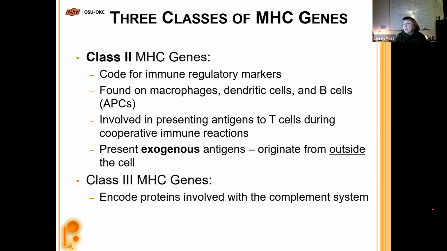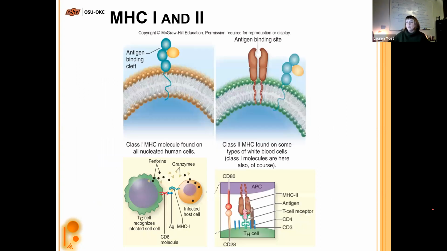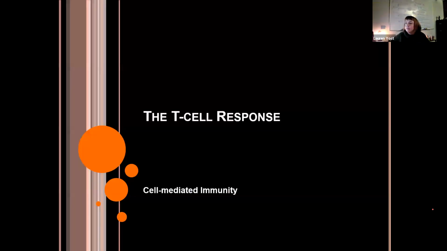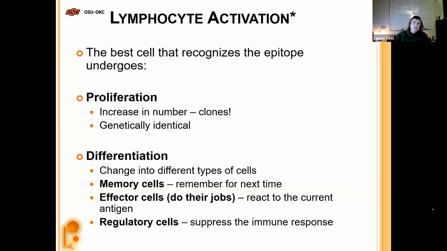They're going to present the exogenous antigen. So if it came from outside of the cell, it'll be associated with MHC class 2. Outside the cell, MHC class 2. Inside the cell stuff, MHC class 1. I'm not too worried about class 3, but that has to do with complement. Just know class 3 deals with complement, okay? All right, so this is just depicting class 1 and class 2 MHC molecules. There you go. So let's get into the T cell response.